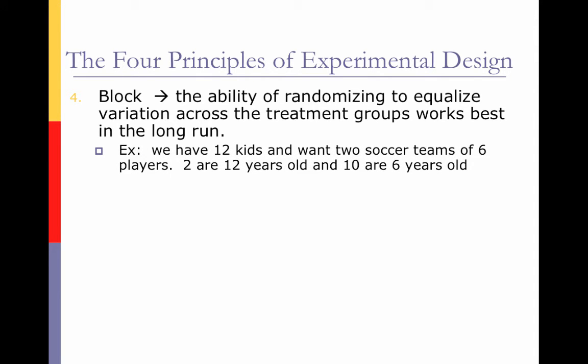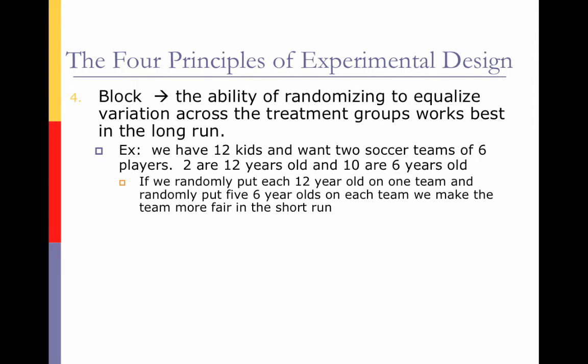For example, we have 12 kids and want 2 soccer teams of 6 players. 2 of the kids are 12 years old and 10 of the kids are 6 years old. If we randomly were to assign the teams, and both 12-year-olds end up on the same team, that wouldn't be fair. So what we do instead is we randomly put each 12-year-old on 2 different teams, and then we randomly put the 5 6-year-olds on each of those teams. This way we end up with 1 12-year-old on each team and 5 6-year-olds. This makes it more fair in the short run.